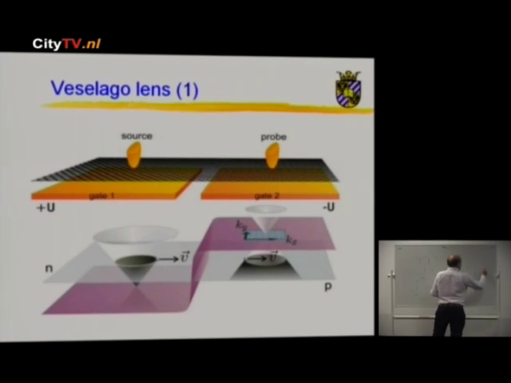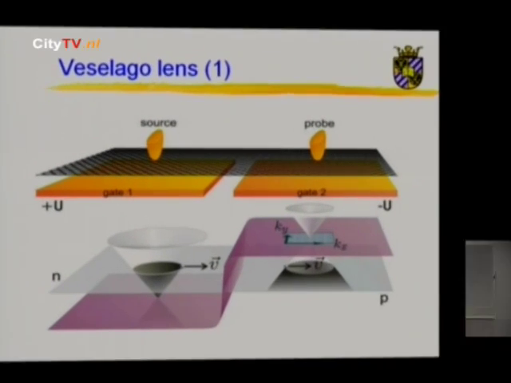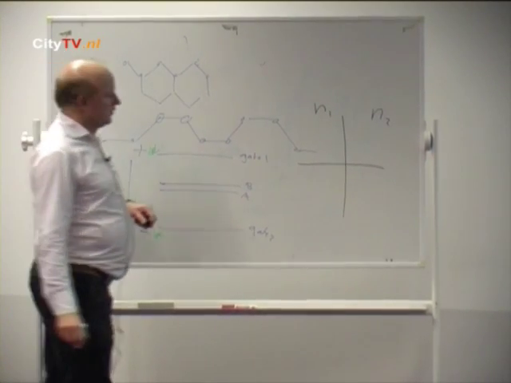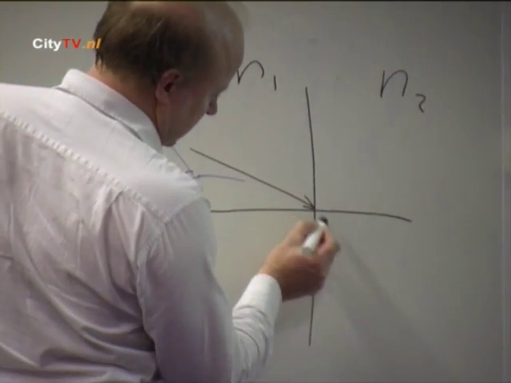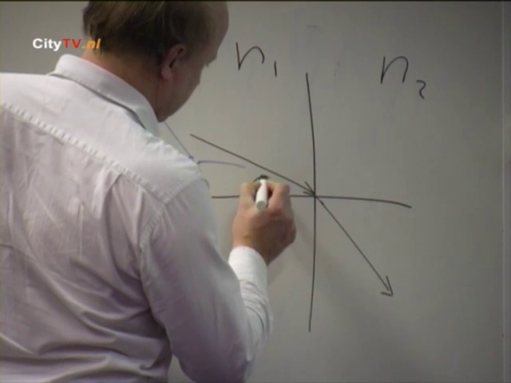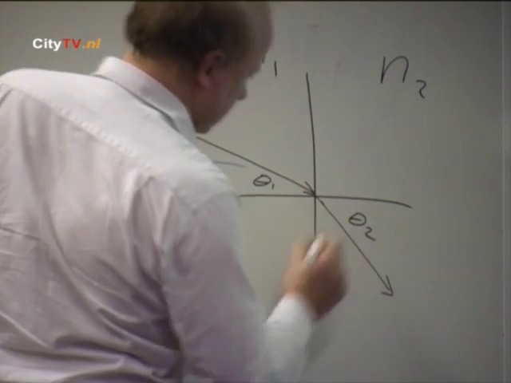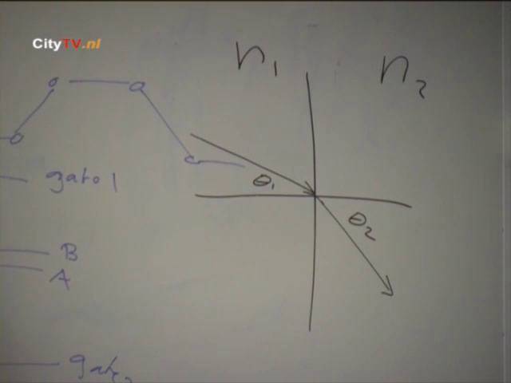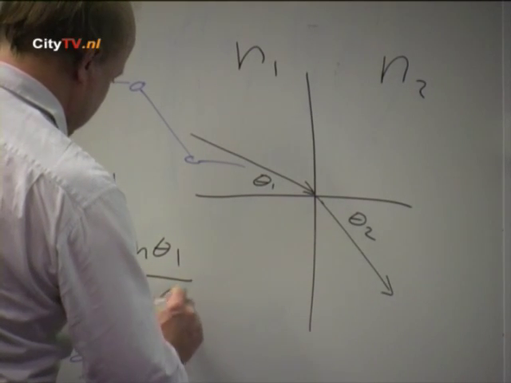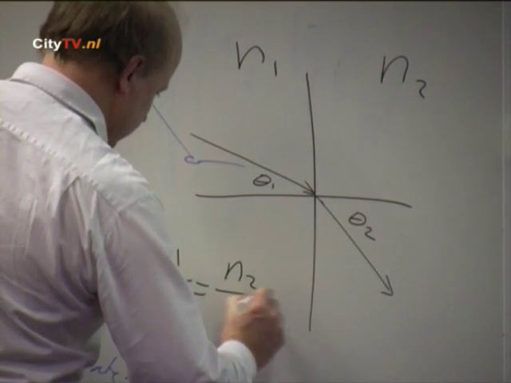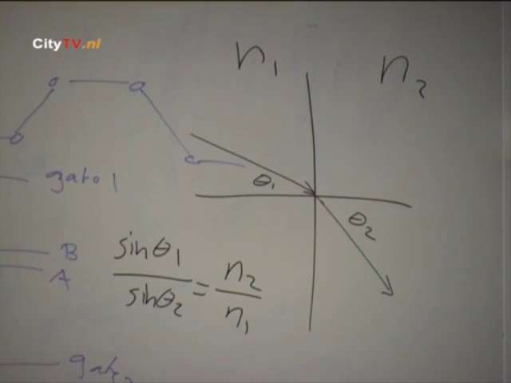This is a material which has an index of refraction N1, and this is N2. So now we have a light coming with a certain angle, this is called theta 1, and this is called theta 2, right? And now we have a law which says that the sine of theta 1 divided by the sine of theta 2 is N2 over N1. This is Snell's law, after a Dutch scientist, Snellius, which is basically the fundamental law for refraction.